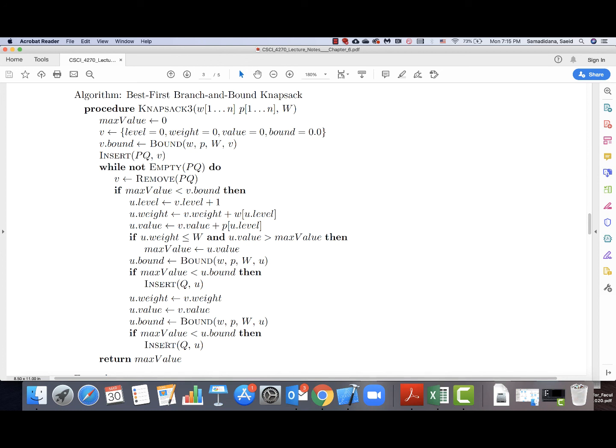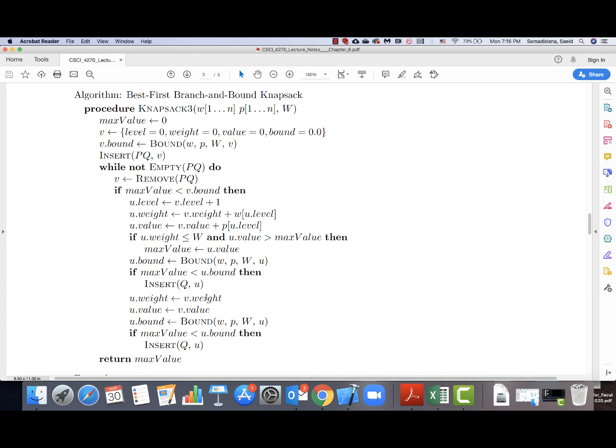And because this is a priority queue, insertion here means that if the bound of this node is greater than this one, it's going to expand that node first. So it's not like breadth first, where everything that you're adding goes to the end of the queue. It's a priority queue. So if it has a better bound, it's going to be expanded first.